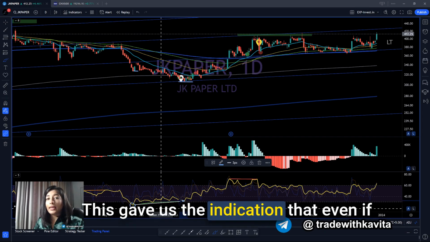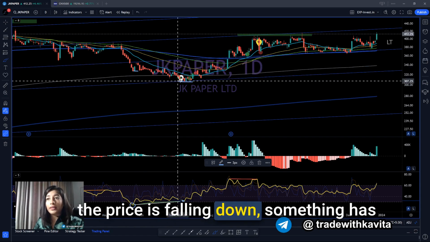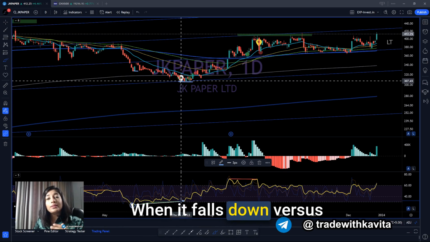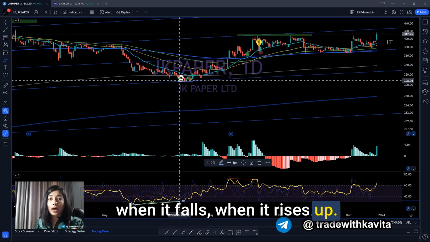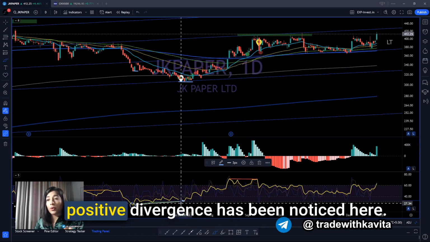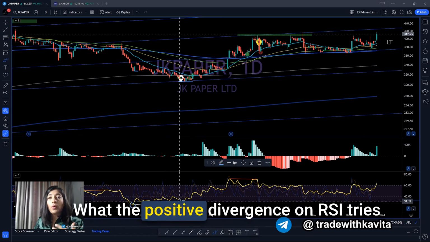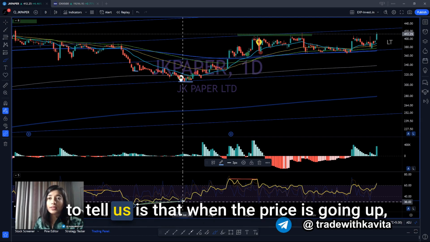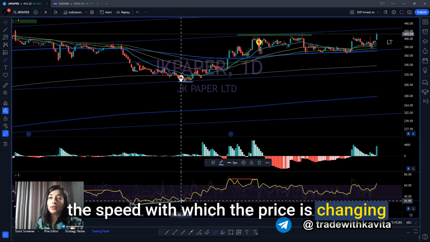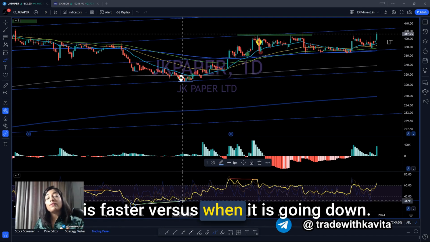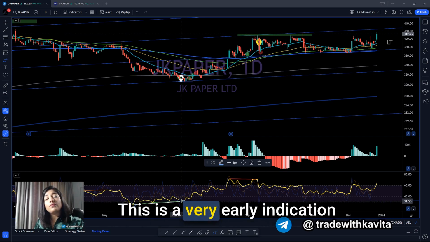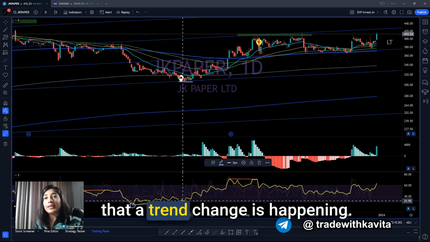This gave us the indication that even if the price was falling down, something has changed about the way the price changes when it falls down versus when it rises up. A positive divergence basically tells us that when the price is turning up, the speed with which the price is changing is faster versus when it is going down. This is why a positive divergence happens. This is a very early indication that a trend change is happening.